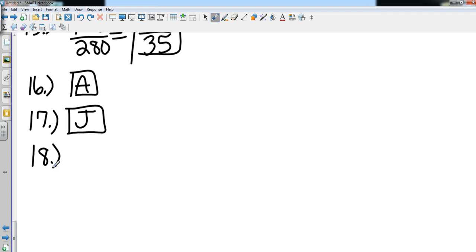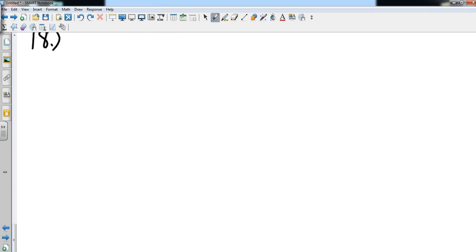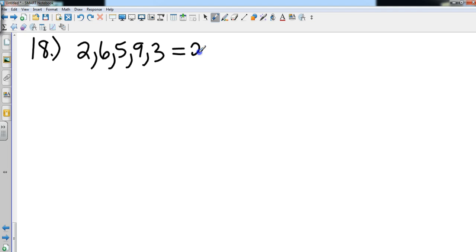Number 18, the mean absolute deviation of those numbers. So let's get that set up. The numbers are 2, 6, 5, 9, and 3. If I total those up, that's going to be 25. And when I divide by the amount that I have, the mean is going to be 5.